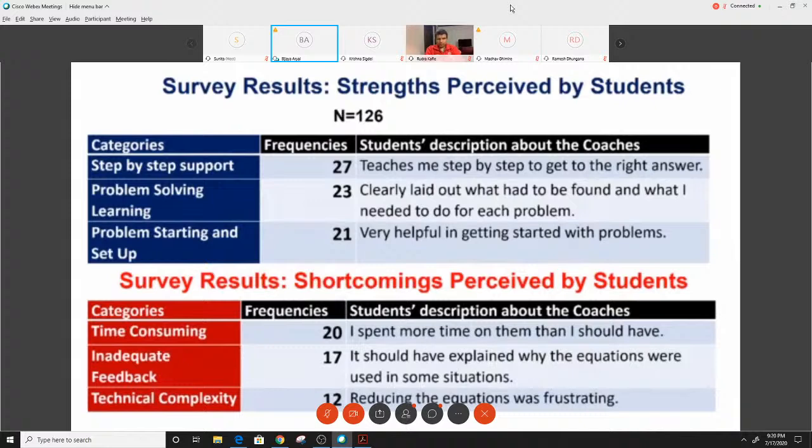And inadequate feedback, yes, there are so many feedbacks. There are 70, 80 steps, up to 100 steps. But still, they feel that sometimes there is inadequate feedback, because they may need some kind of feedback, and it is just the computer steps that we write. We cannot write unlimited amounts of feedback. Technical complexity: sometimes they have to use the computer, and sometimes some technical glitches happen. So that is another thing.